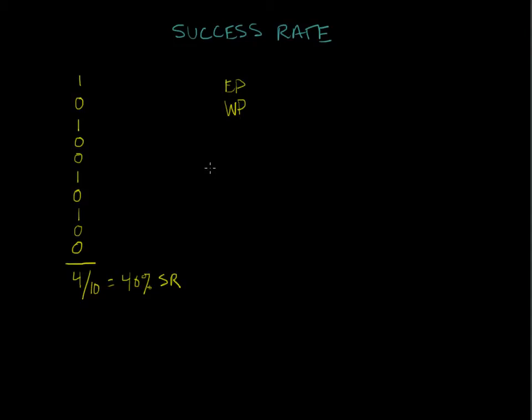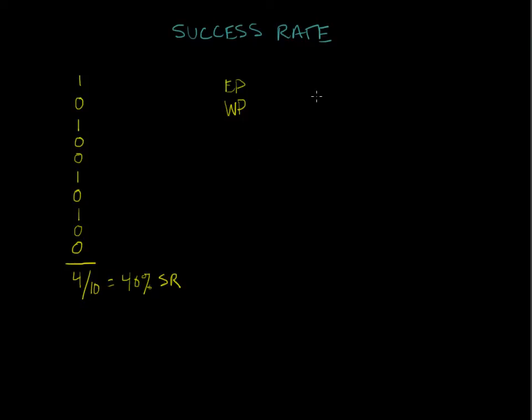One additional benefit is that success rate eliminates the magnitude of a play and just tells you the yes or no of whether or not the play was successful. So it separates the magnitude from that yes or no question, which can be very useful, as we'll see when we talk about game theory in future lessons.